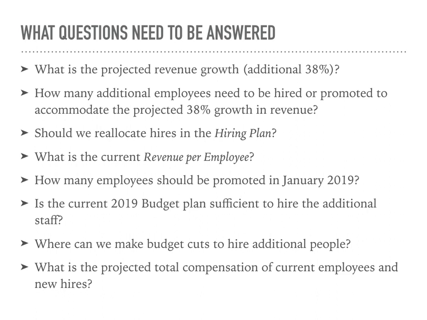Another question that you would want to answer is, where can you make budget cuts to hire additional people? Again, if you don't have the budget for it, or if you have to reallocate some of the hires to different departments, what areas within the HR realm can be cut? The budget actually includes learning and development and benefits, which would be very hard to cut. But think about where you can make budget cuts if necessary. And what is the projected total compensation of current employees and new hires? What is your payroll going to look like next year when you've got these additional hires as well as your current employee pool?